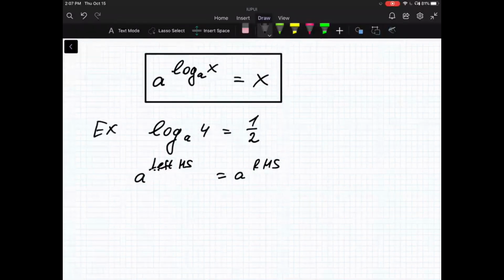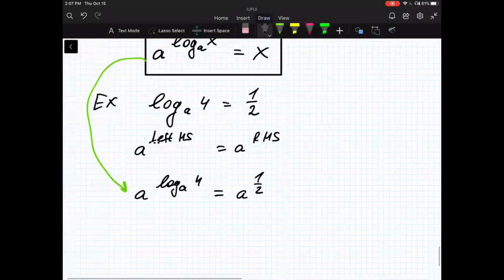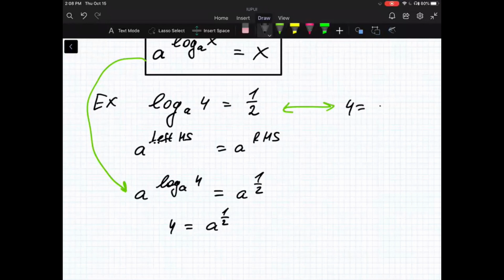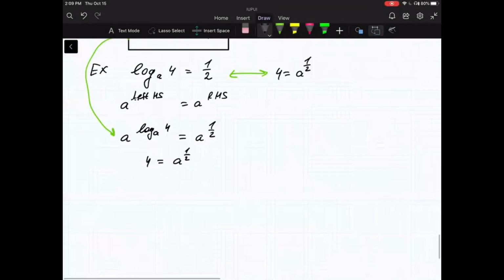So this is another example: a to the power logarithm of 4 with base a is equal to a to the power 1/2. But because of this definition of the inverse function, that gives you just 4. And on the right-hand side, it's a to the power 1/2. So you get the exponential correspondence. Again, this is the same if you follow our initial rules. Okay, let's do more examples.